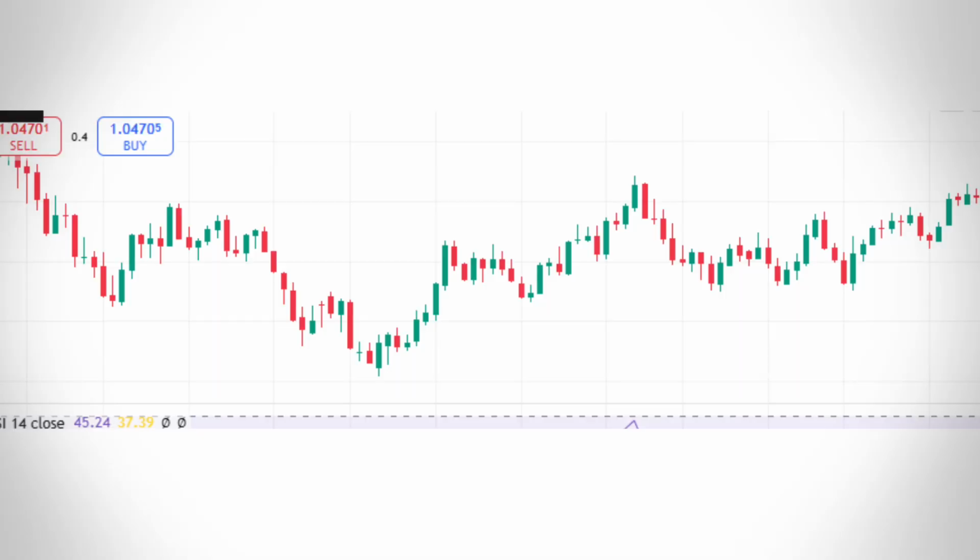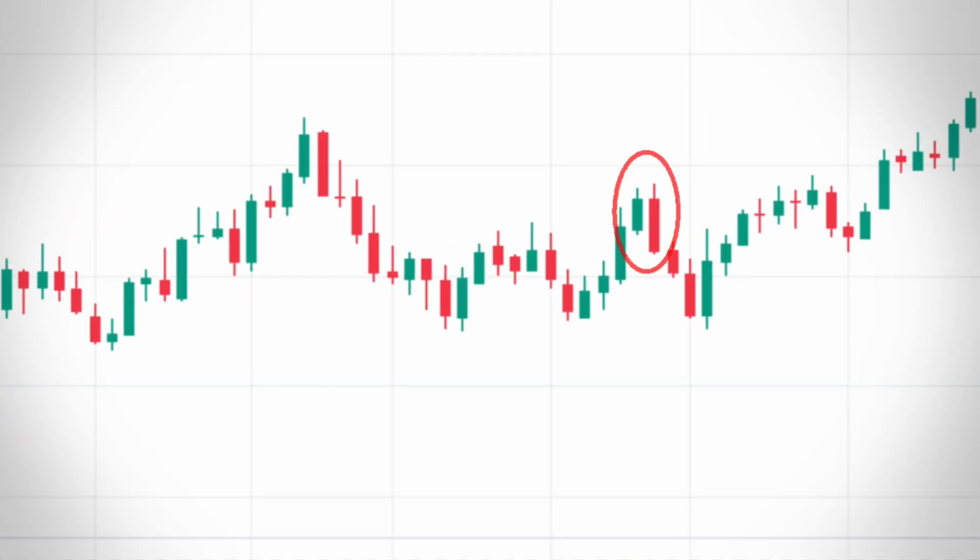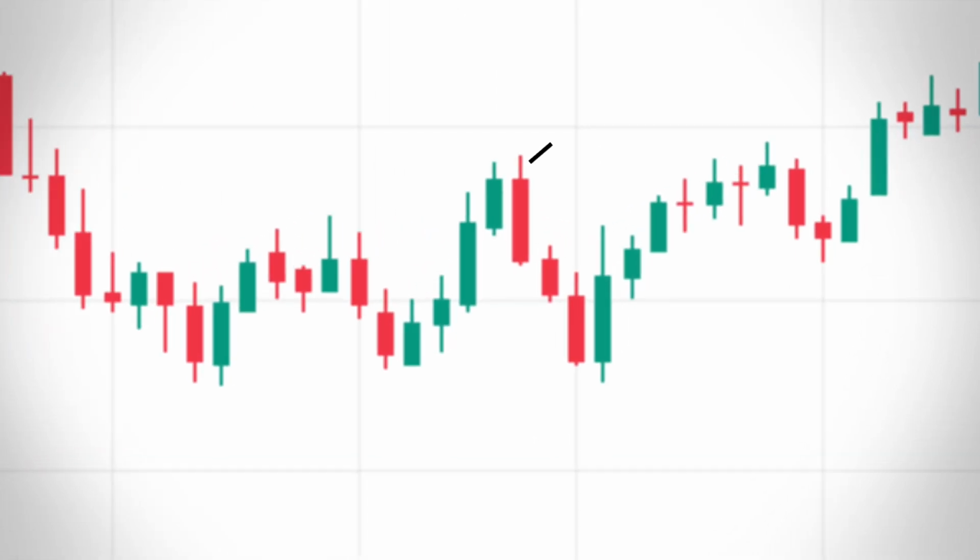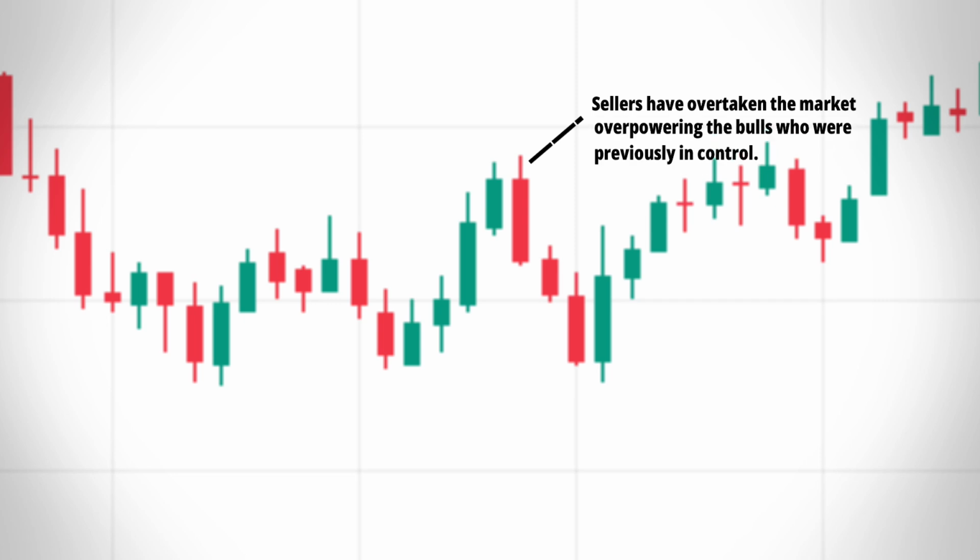A bearish engulfing pattern indicates that a bullish trend may be losing strength and a bearish reversal could be starting. It also indicates an increased selling pressure. The large bearish candle shows that sellers have overtaken the market and are now overpowering the bulls who were previously in control. Of course, by now you already know that a bearish engulfing pattern signals a change in trend. That's from an uptrend to a downtrend. However, you should wait for confirmation before taking any action.